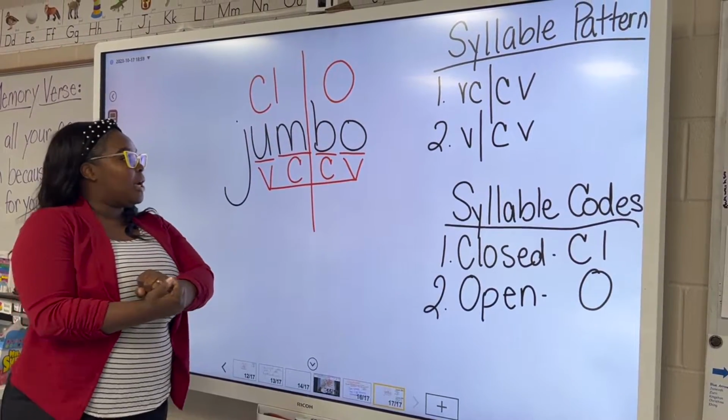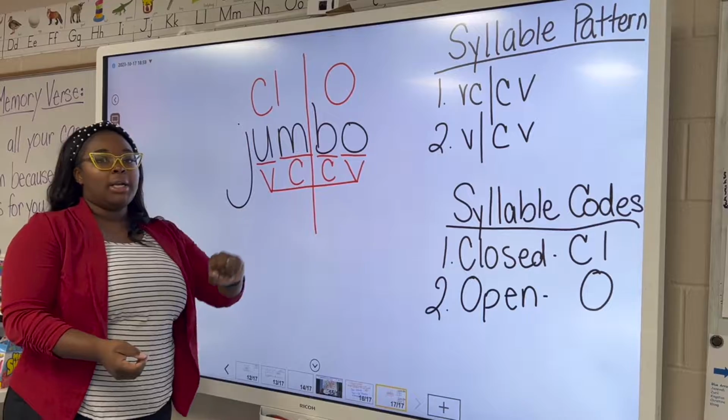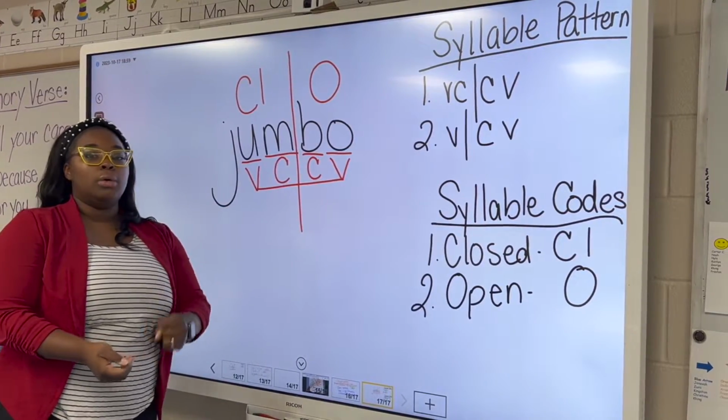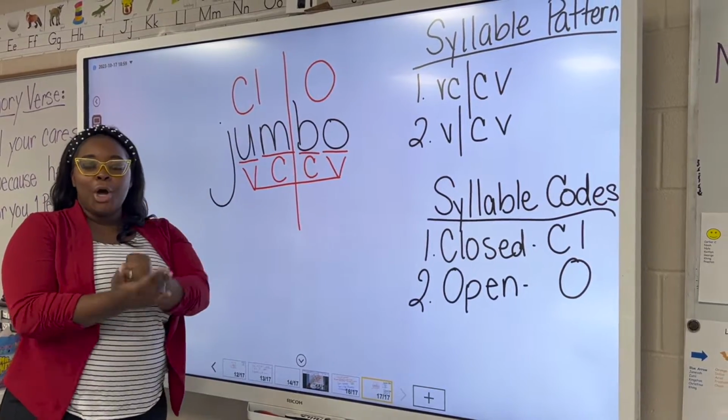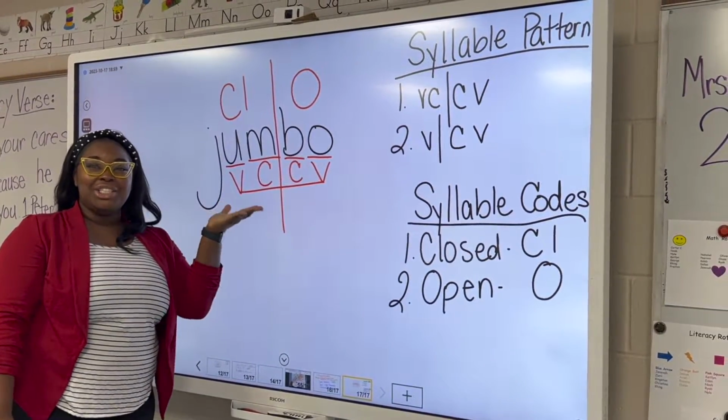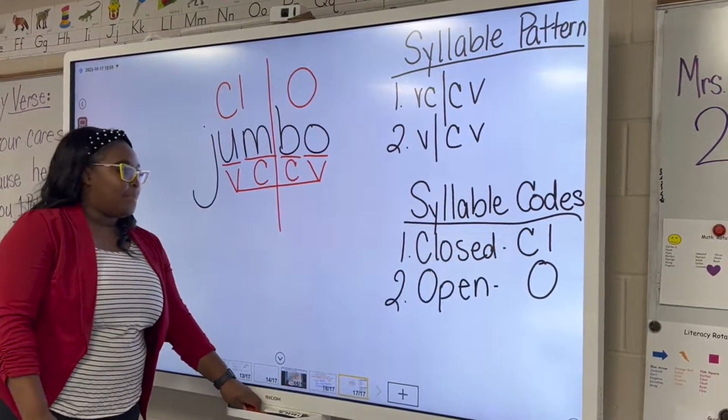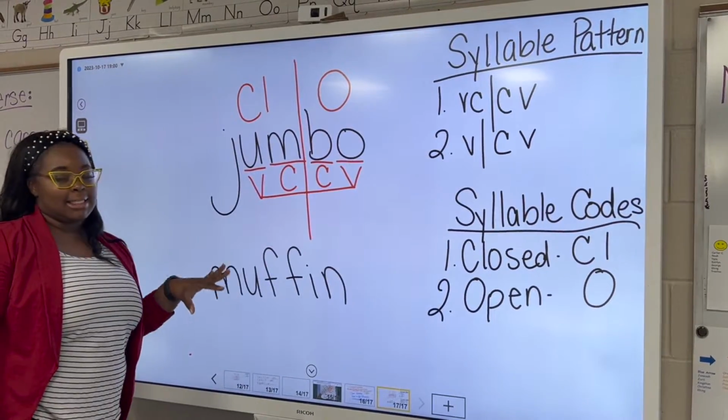Jum, that's the first part of the syllable. Second part of the syllable, B-O, bow. I'm going to put it all together now. Jumbo. That's this word, jumbo. Let's try another example. So let's look at this next example.